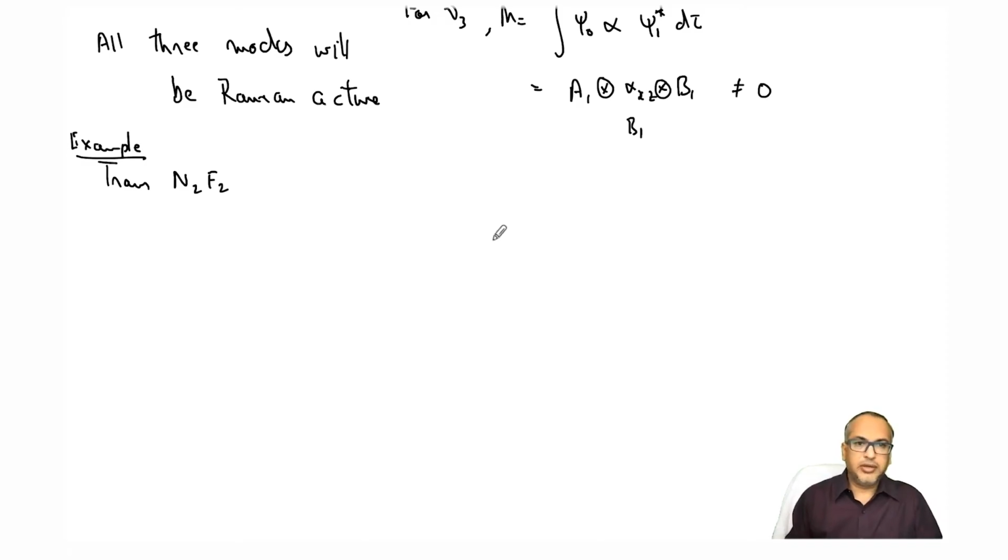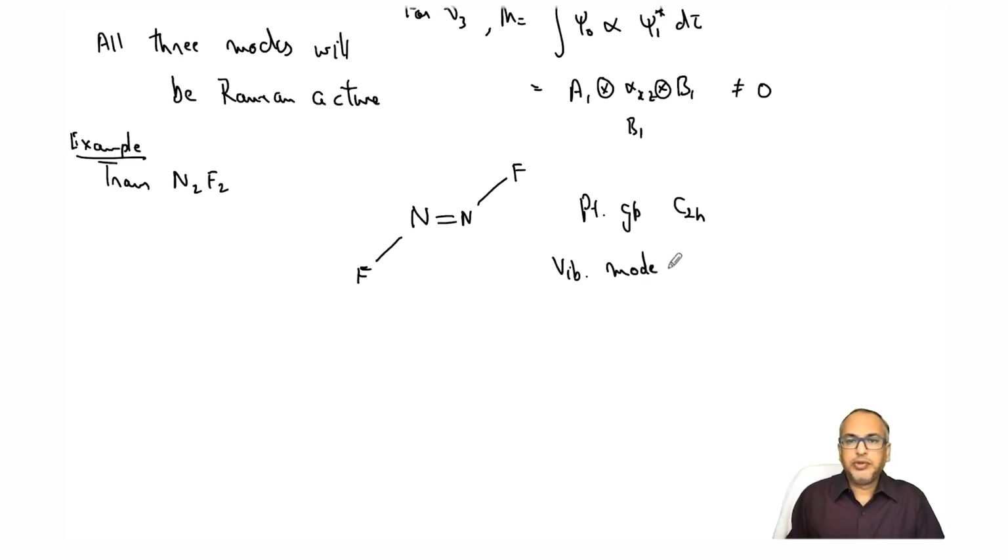In this case, I'll tell you why we are discussing this example. So let's draw the structure. Now the point group here is C2H. You should be able to calculate that by now. And the number of vibrational modes, if you calculate, this is a non-linear molecule, so 3n minus 6.